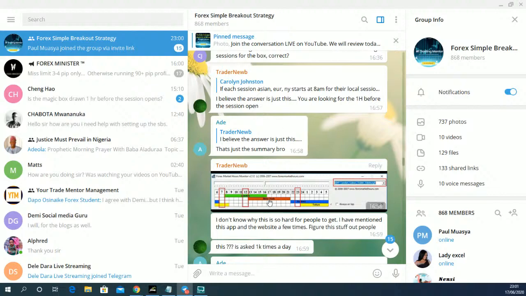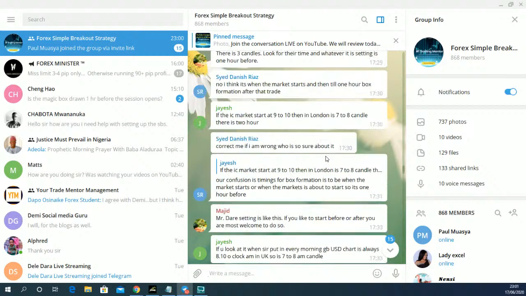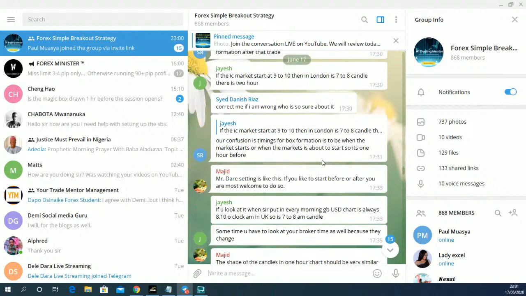Oh, somebody is telling you, Trader Newbie is telling you about trading times. See, 7, 12, 23 is telling you trading times. So there are a lot of resources here. But remember, we have rules as well. We have rules that we follow.